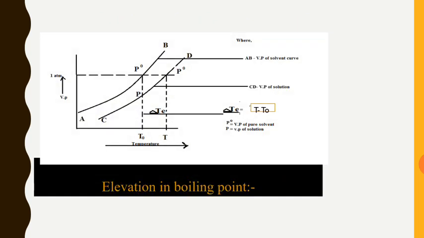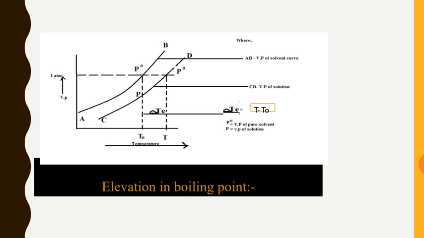Now see, it is a graph of vapor pressure against temperature. Curve AB is the solvent curve. Curve CD is the vapor pressure curve of the solution. Now P0 is the atmospheric pressure. Delta T is the elevation in boiling point. When the pressure is P, at that time the temperature is T0. When the pressure is P0, at that time the temperature is T.